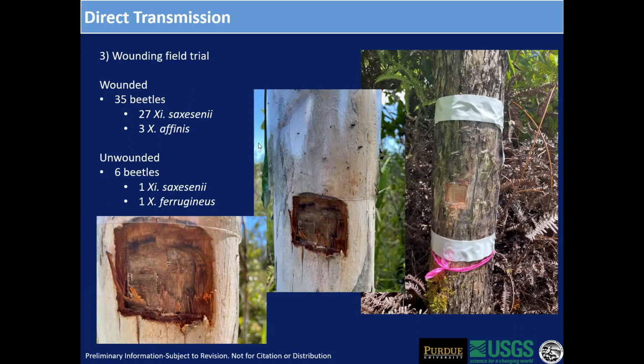And we affixed a sticky card, as you can see pictured here, and monitored beetle attacks for 4 weeks. So we're going to be going back to check for wilt symptoms next month, because it will have been 6 months since we started the study. And so far, we've found 35 beetles on the wounded trees, 27 of which were Xyleborinus saxesenii and 3 were Xyleborus affinis. And on the unwounded trees, we've found a total of 6 beetles, 1 which was Xyleborinus saxesenii and 1 which was Xyleborus ferrugineus.